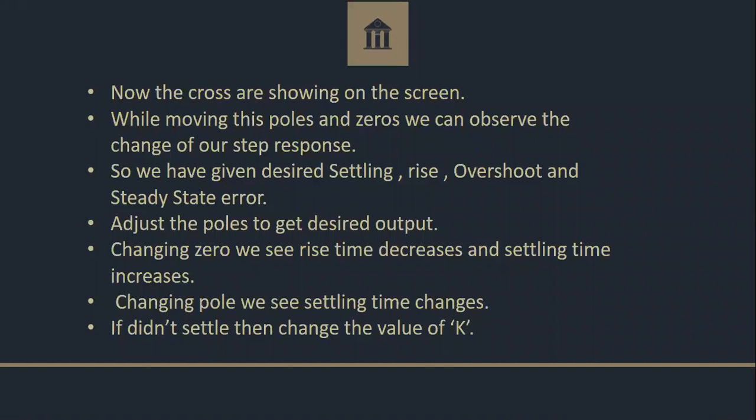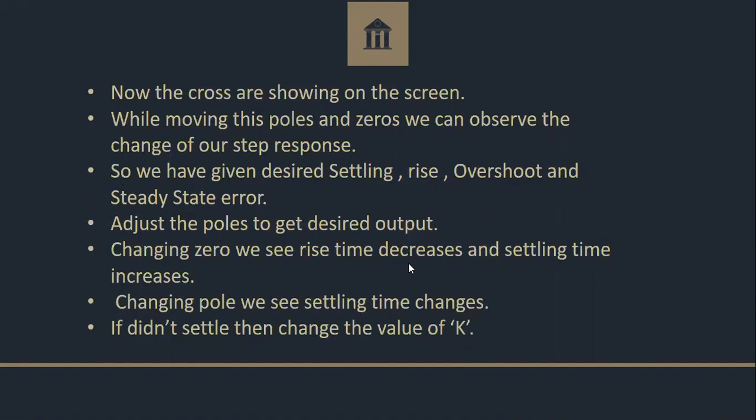Now poles and zeros will show on your screen, and what you have to do is move those poles and zeros, and keep trying and changing them until you find your required settling time, rise time, overshoot, and steady state error. We design a lead compensator basically for this steady state error. Adjust the pole to get the desired output.